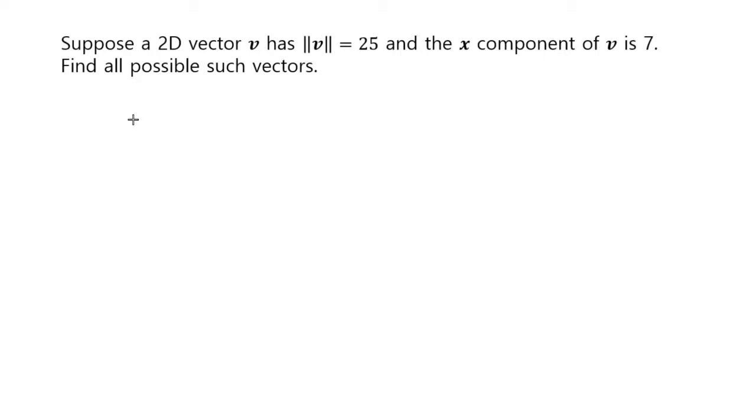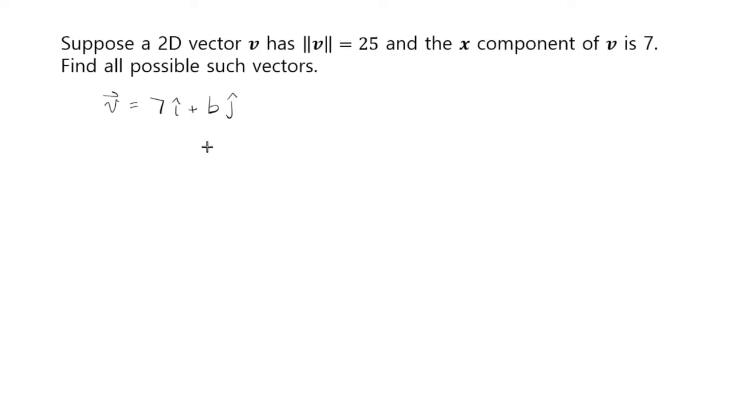Suppose a two-dimensional vector v has magnitude 25 and the x component of v is 7. Find all possible such vectors. Well, if it's a two-dimensional vector, then the vector v would look like 7i plus some unknown, let's just say b is the y component of the unknown.